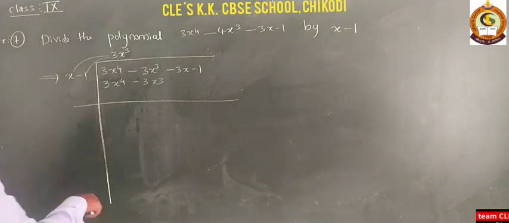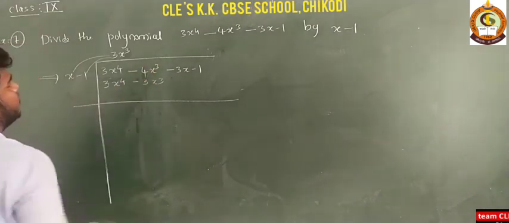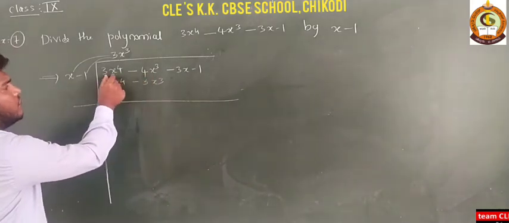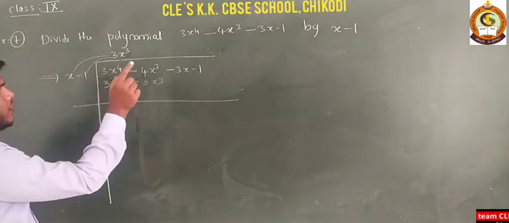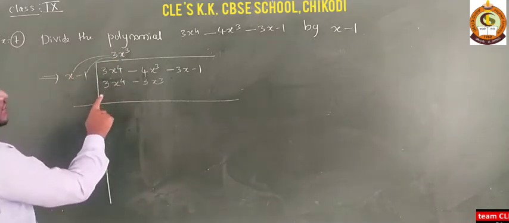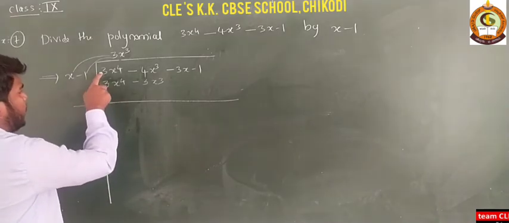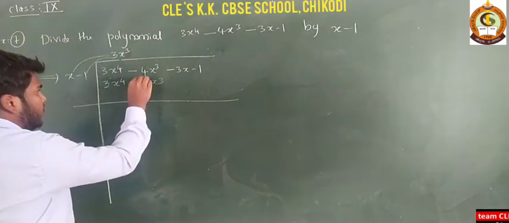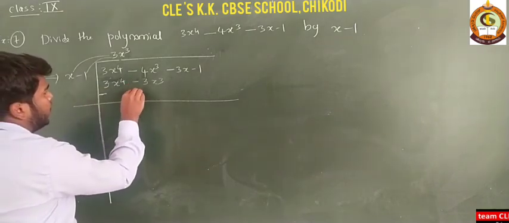The dividend is 3x raised to 4 minus 4x cube minus 3x minus 1. I had taken it wrong earlier. For the first quotient term you have to take 3x cube. When you multiply 3x cube with x, you get 3x raised to 4. Now see, these both are plus. If both are plus, you have to interchange the signs. Okay dear students, so this plus will become minus and this minus will become plus.